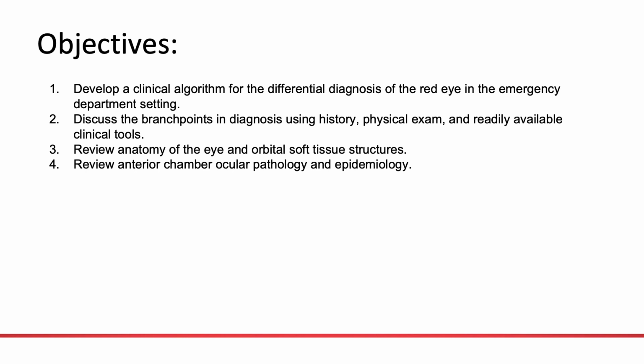Part of this is us reviewing anatomy in terms of the eye and the orbital soft tissue, because that's going to play a big part into helping to make a diagnosis here. Same thing with the anterior chamber of the eye. A lot of the posterior stuff, whether it's the retina, the vitreous, those kinds of things are not going to be discussed here, just in this case because it's not really going to present as a red eye.